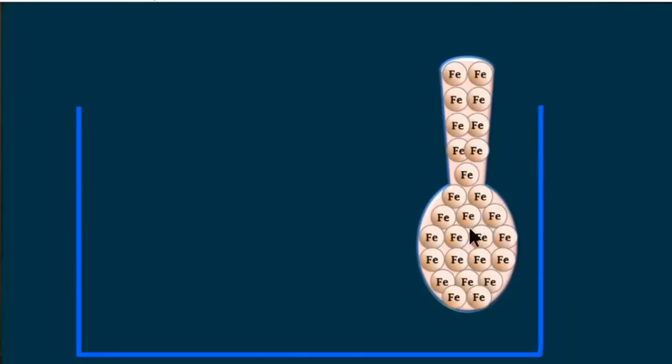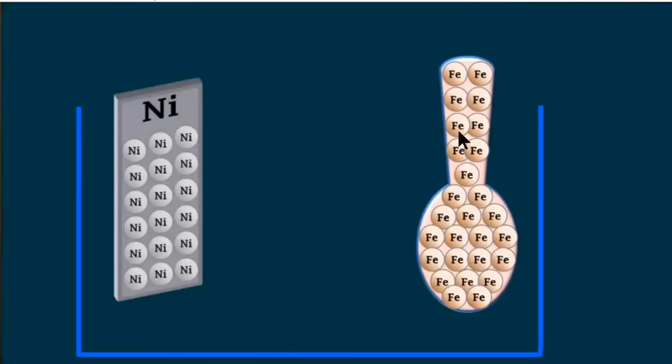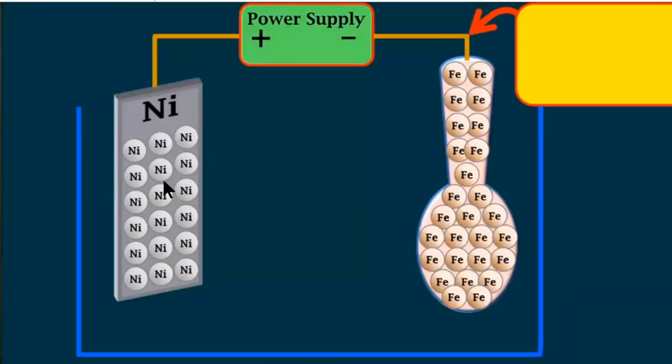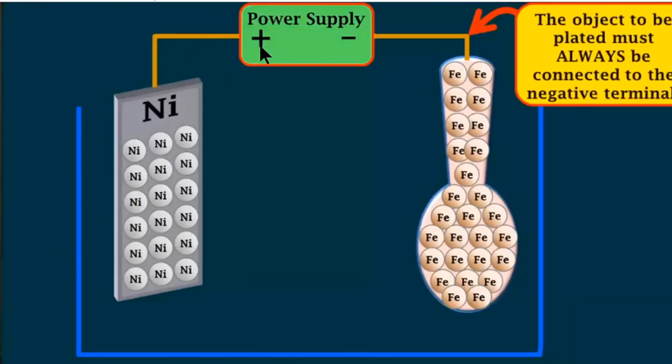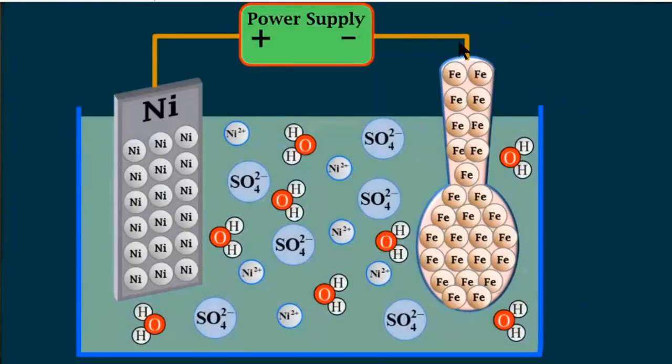The whole spoon is made up of iron atoms. You can see here iron atoms. Then we will take nickel, because this nickel has to be electroplated on this iron spoon. So nickel bar is made up of nickel atoms. When we add power supply, the electrode which is connected to the positive terminal will become anode, and which is connected to the negative terminal is known as cathode. So this becomes cathode. Iron spoon has to be made cathode.